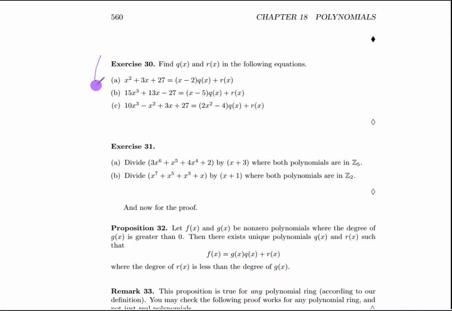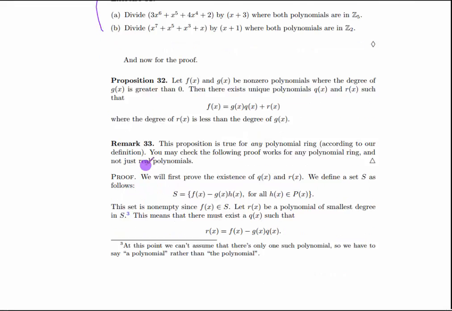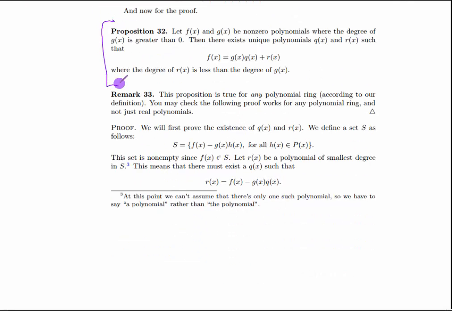Here are some more examples to practice on. And now we have a very important proposition. Take any two non-zero polynomials, and we're not presuming anything about the group of the coefficients, except that they form a polynomial ring, where the degree of g of x is greater than 0. Then there exists a unique polynomial q and r such that f of x equals g of x, q of x, plus r of x, and the degree of r is less than the degree of g.